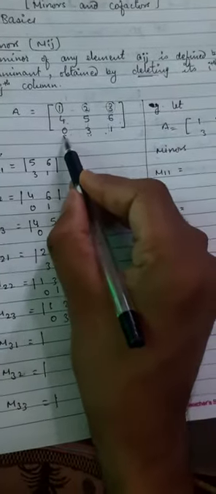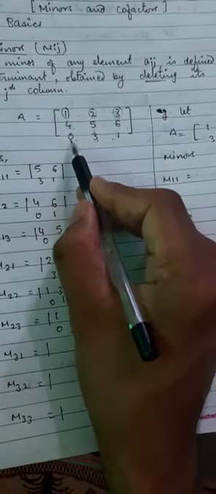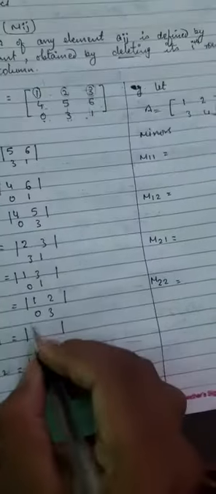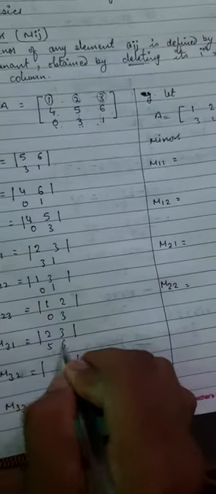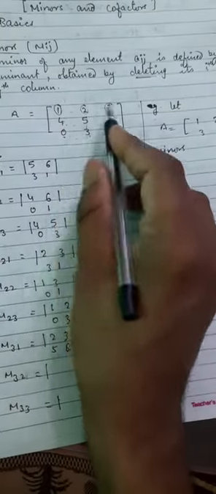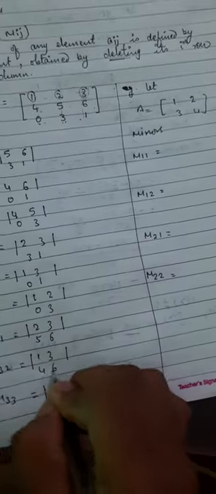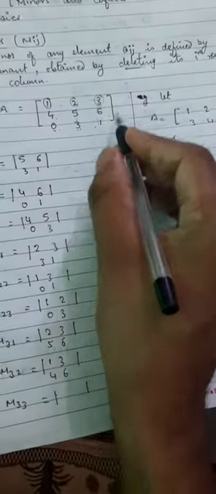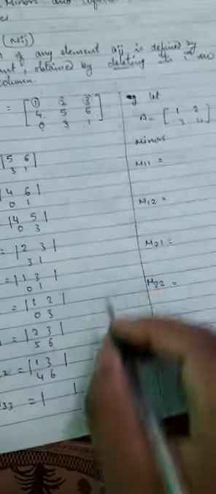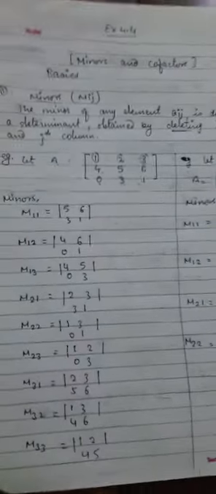Now the last row is remaining. We have done 1, 2, 3, 4, 5, 6. Now take this 0. If we take 0, its column and row will be deleted, leaving 2 3 5 6. After 0 we take 3, so its column and row will be deleted, leaving 1 3 4 6. And the last one, 1: its column and row will be deleted, leaving 1 2 4 5. Okay, so successfully we have found all the minors.